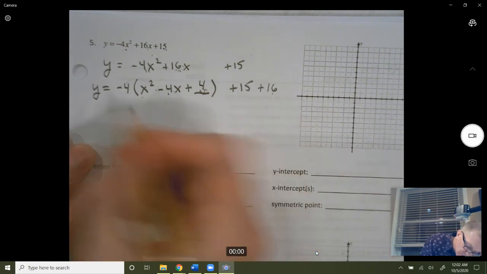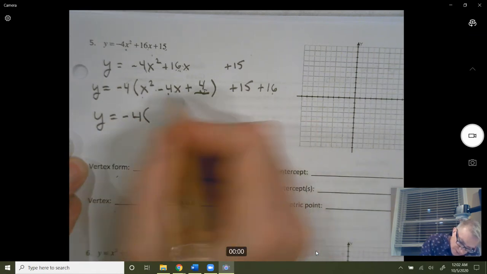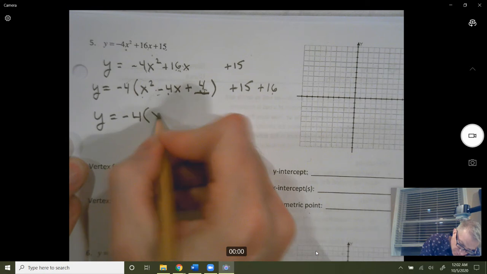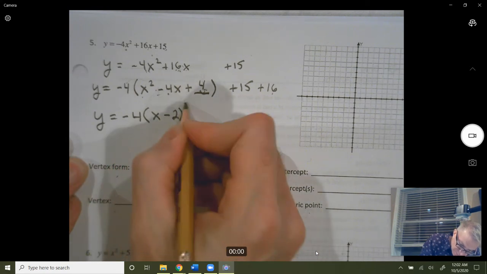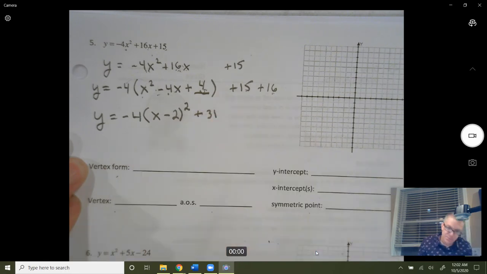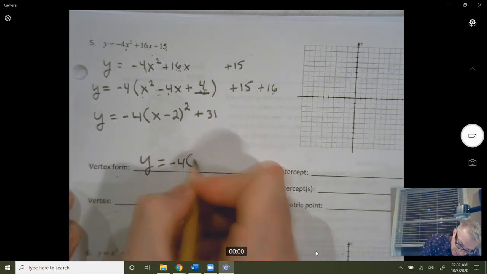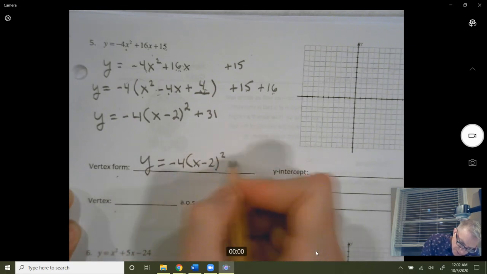Okay, so now we can write this in vertex form. This is now a perfect square. That's why we call it completing the square. We just completed the perfect square and combine these two, 31. Okay, here's our vertex form equation. Negative 4, x minus 2 squared plus 31.